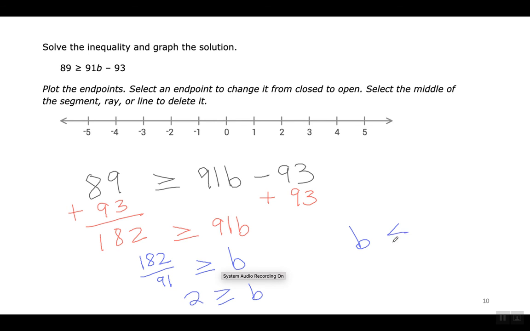So my answer is going to be b is less than or equal to positive 2. You should be able to look at 91 and do mental math. If you multiply 2 times 1, you get 2, and 2 times 9, you get 18. So b is less than or equal to positive 2. Here's positive 2. Since it could be equal to positive 2, I'm going to shade inside the circle. And all the numbers less than are to the left.